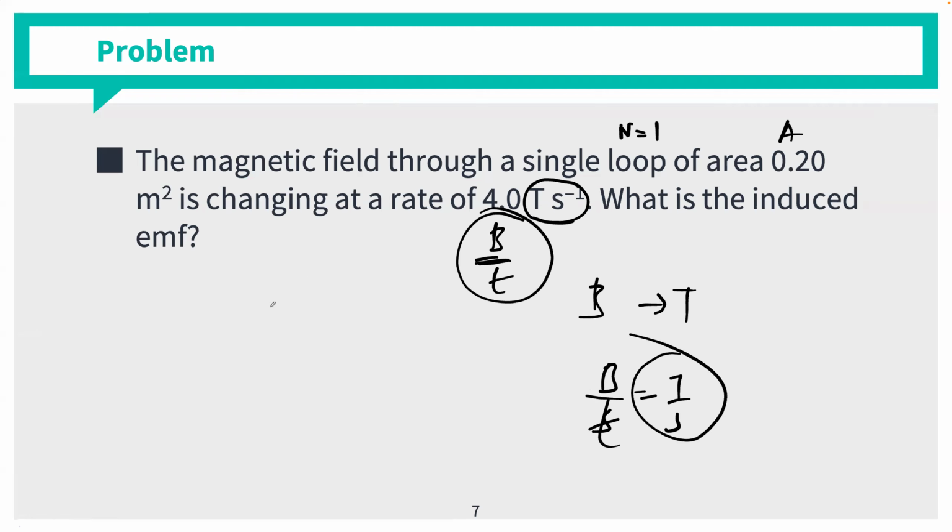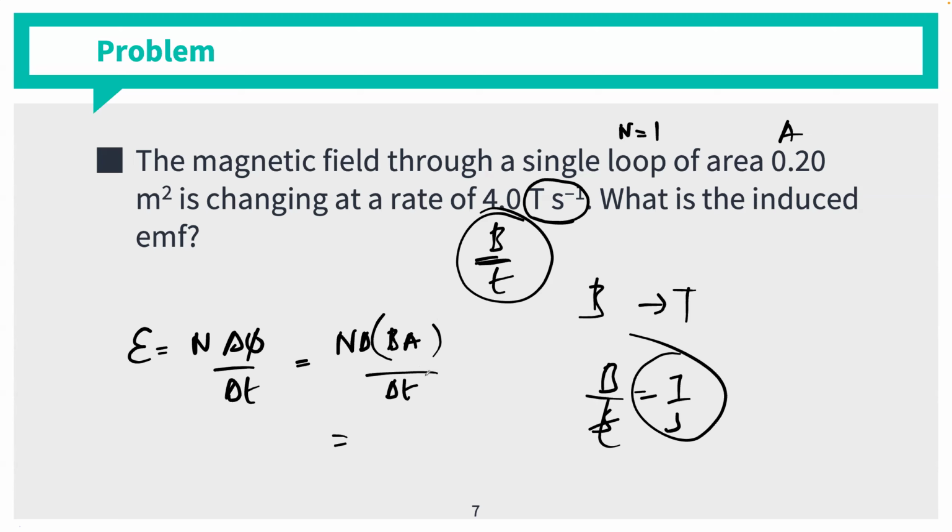What is the induced EMF? EMF induced is N delta phi by delta t. And what is phi? Phi is BA. Cos theta I'm ignoring because they have not talked about the angle, divided by delta t. Is the value of area constant? Yes, it is constant, it is not changing, so I'm pulling it out. What will be left inside the bracket? It will be delta B by delta t. What does delta B by delta t mean?